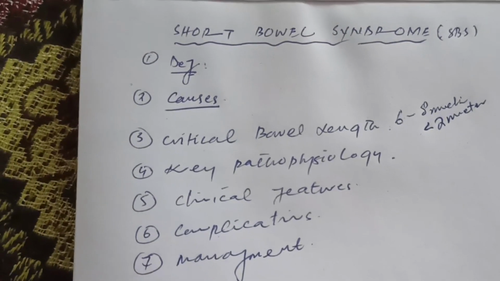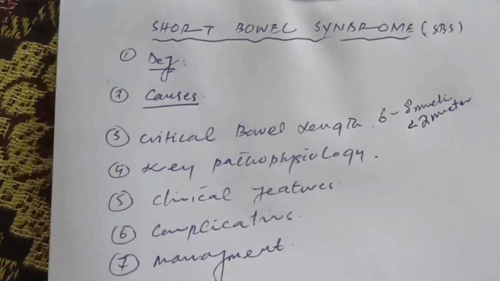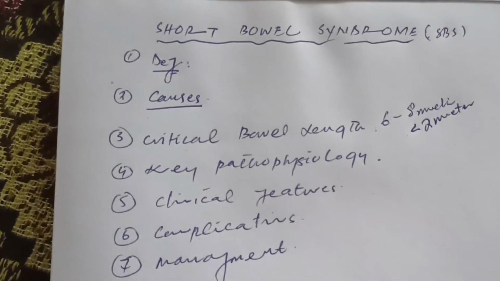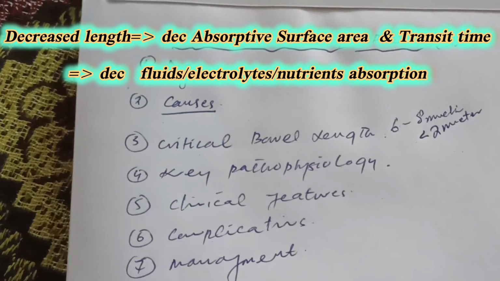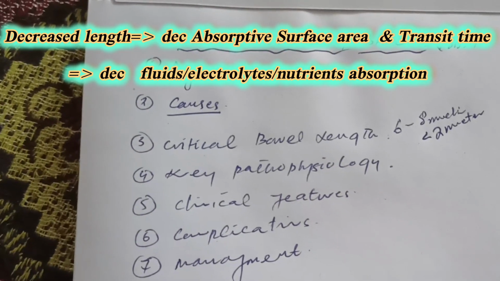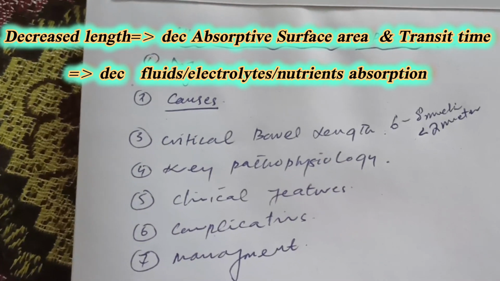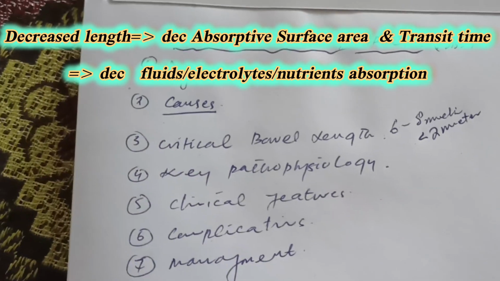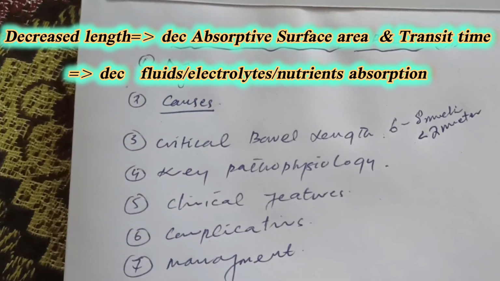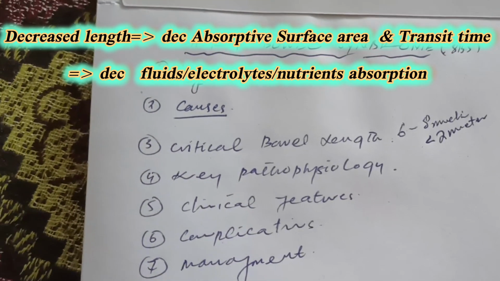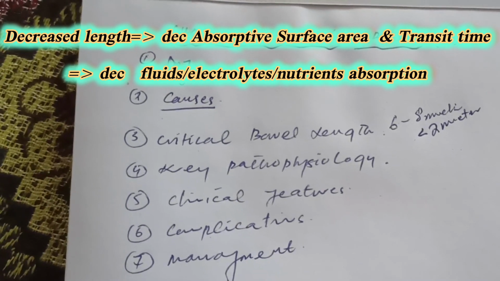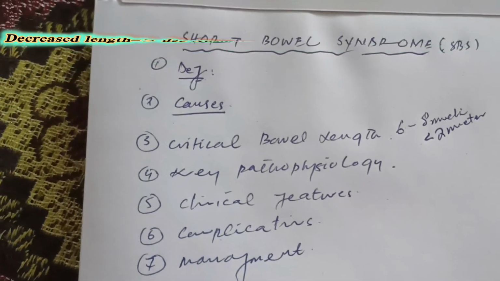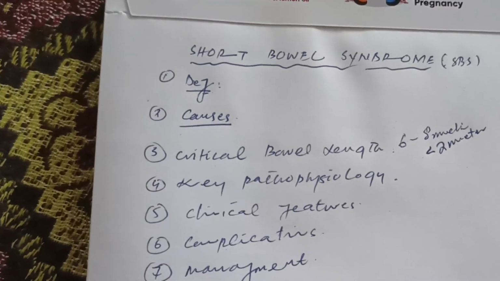Now, what is the key pathophysiology behind short bowel syndrome? When the length of the small bowel decreases, the absorptive surface area of the small bowel decreases. So when the absorptive surface area decreases, nutrient absorption decreases. There will be short transit time, and there will be bile acid loss. When there is bile acid loss, there will be no absorption of fats. There will be steatorrhea as well, and electrolyte loss as well.